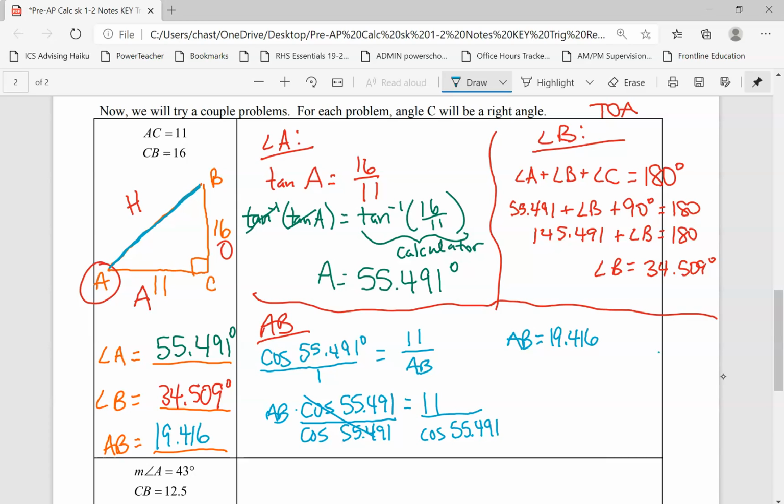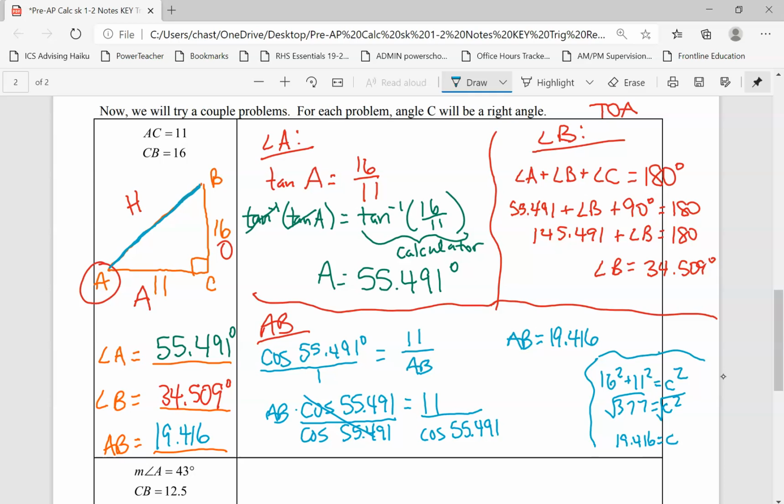If you use the Pythagorean theorem, if you did 16 squared plus 11 squared equals c squared, these two add up to 377. When I square root that, you get 19.416. So that's just another way to show that you would get the same thing.